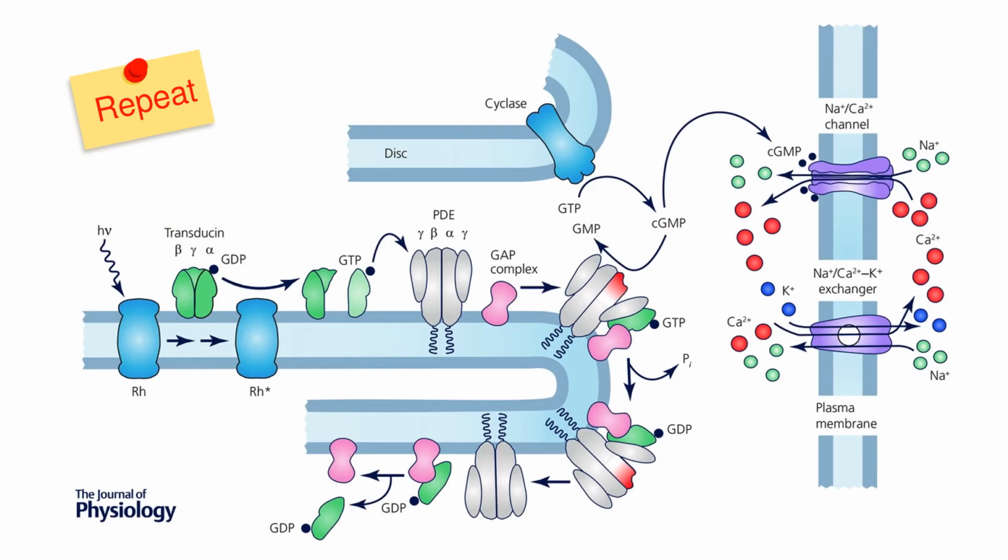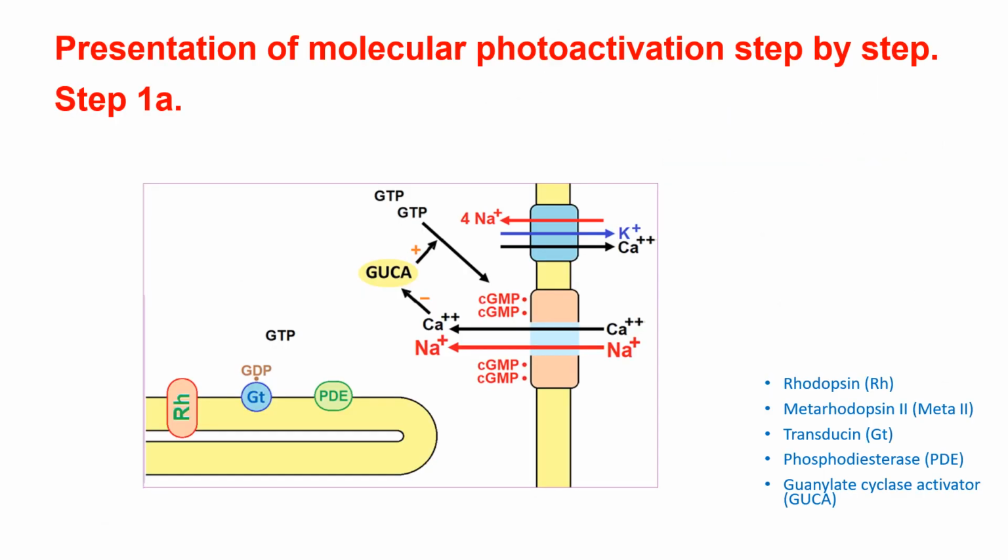Representation of the molecular stages of photoactivation in a different form. Presentation of molecular photoactivation step by step. Step 1. A light photon interacts with a retinal molecule in an opsin complex in a photoreceptor cell. The retinal undergoes isomerization, changing from the 11-cis retinal to the all-trans retinal configuration. Opsin therefore undergoes a conformational change to metarhodopsin 2.